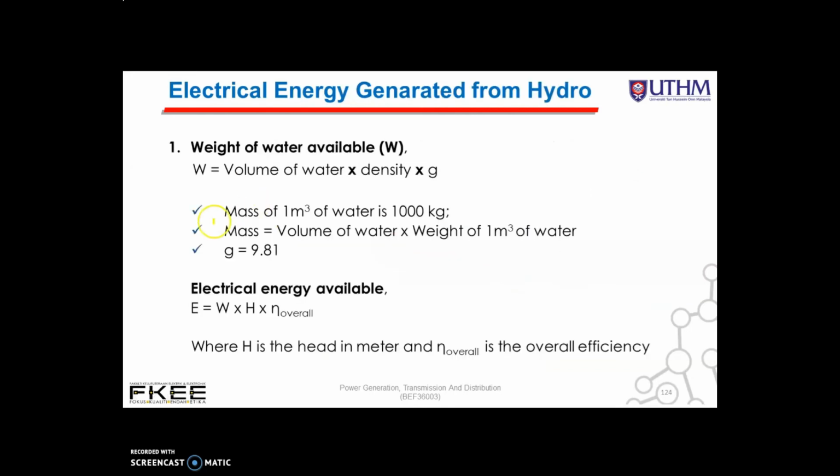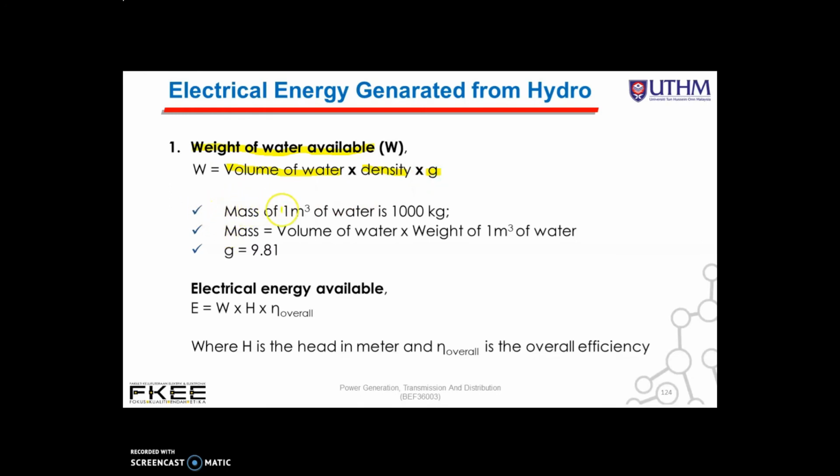Now we want to calculate the electrical energy generated from the hydropower plant. First, we have to identify the weight of the water available. W, the weight, is equal to the volume of the water times the density times the gravity.